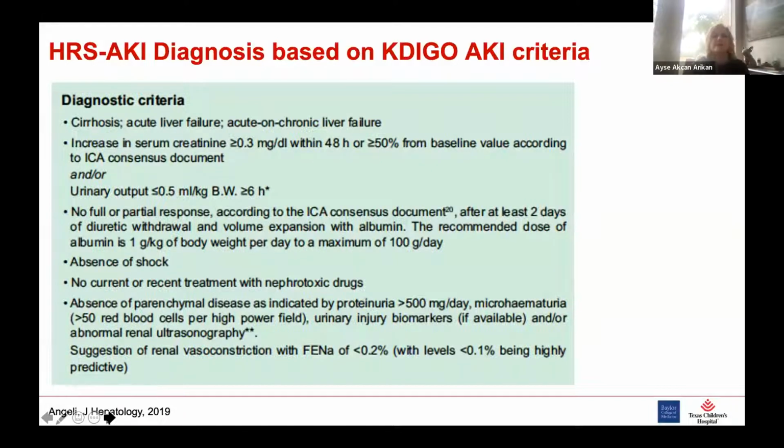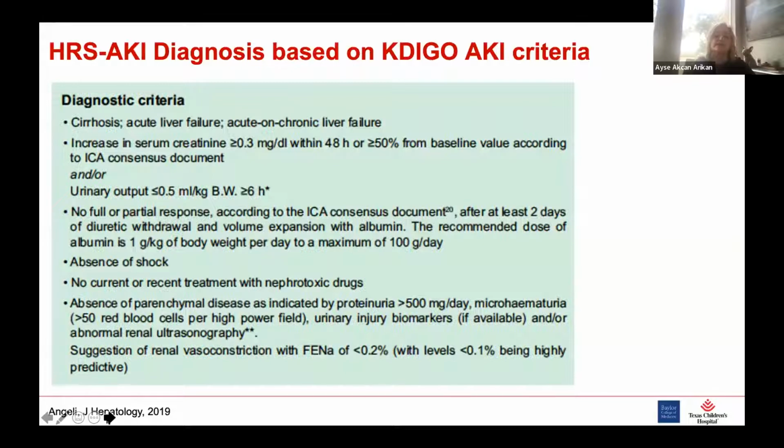So here are the things that need to be present. The patients need to have cirrhosis, acute on chronic liver failure, or acute liver failure. Then an increase of 0.3 within 48 hours or a 50% increase from baseline within 7 days is the KDIGO definition. Or patients are oliguric, less than 0.5 milliliters per kilo per ideal body weight for at least 6 hours or longer. Then we come to the therapeutic trial part of the differential diagnosis, diuretic withdrawal and volume loading, and whether there is response to it.